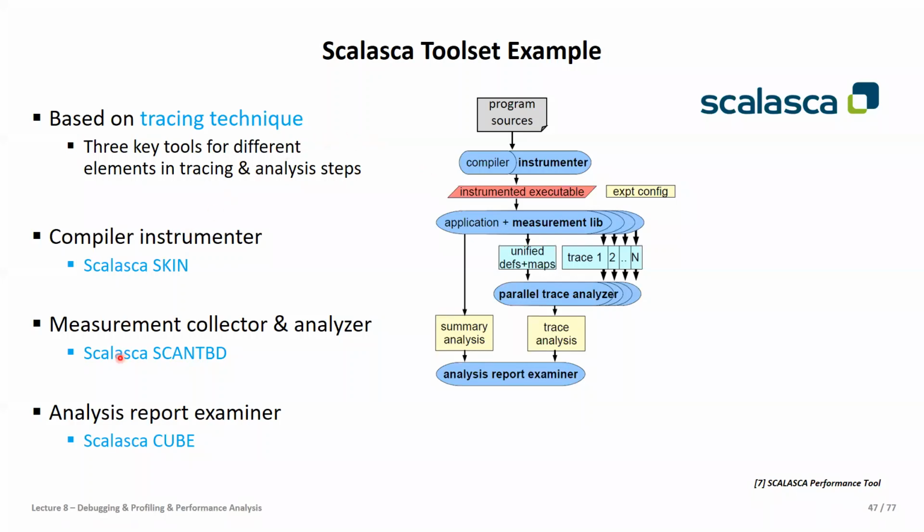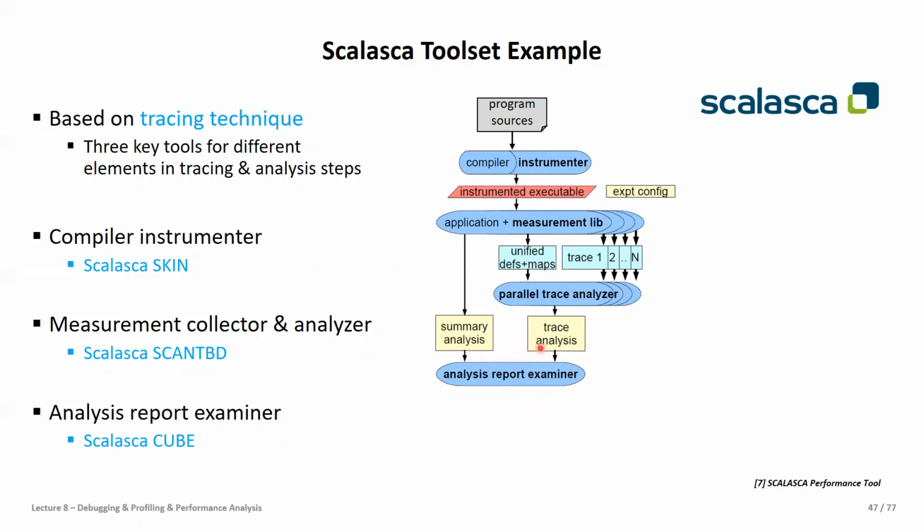And this would be important also maybe to know for the exam. So for the compiler instrumenter that we have above here, there we have the so-called Scalasca skin that automatically helps you to instrument the executables. Then we need someone who is really collecting all the measurements and analyzing. That is this Scalasca scan, which then gives you essentially the idea of how you basically drop all of these aggregated statistics, the measurements.